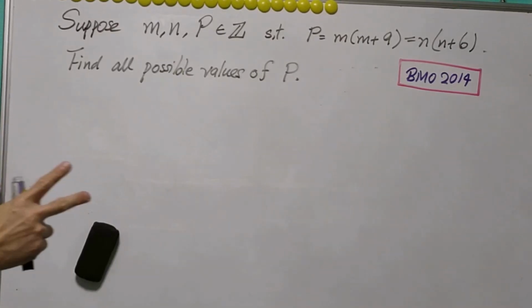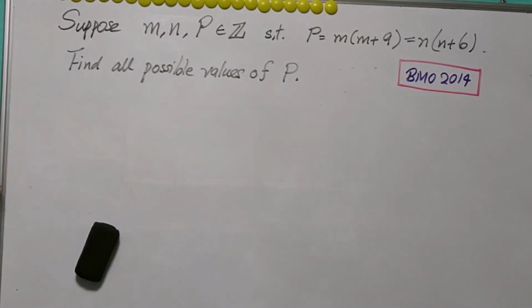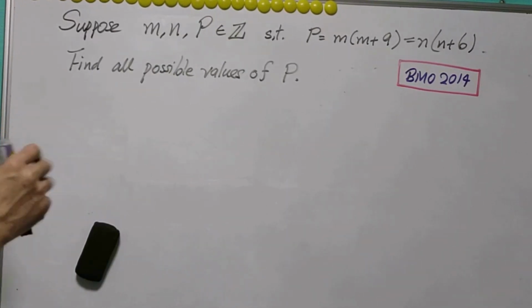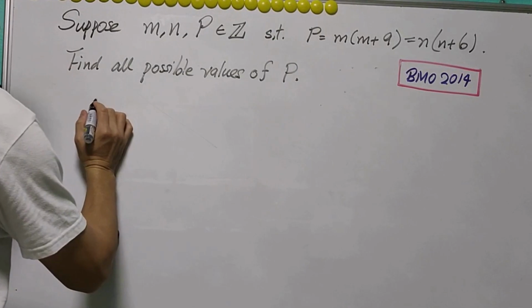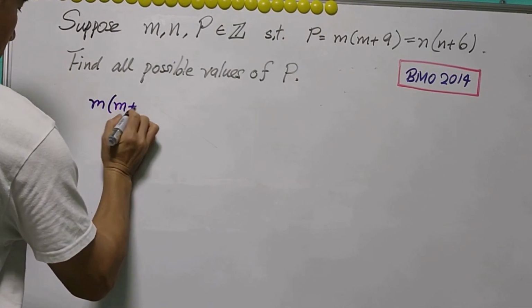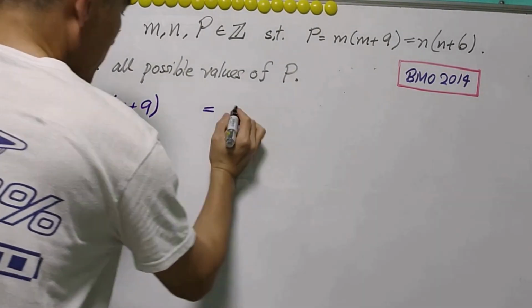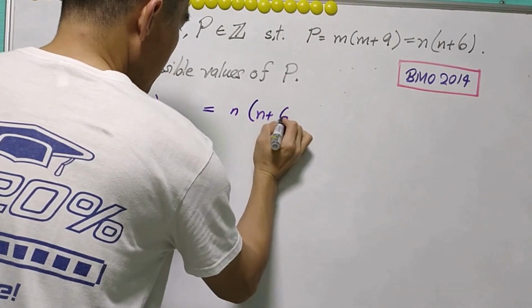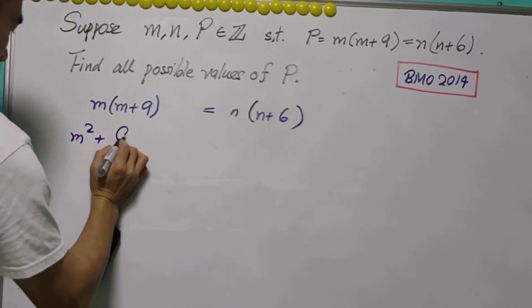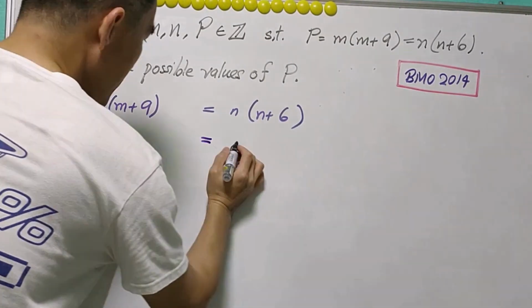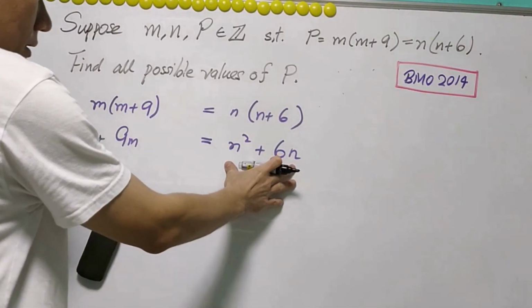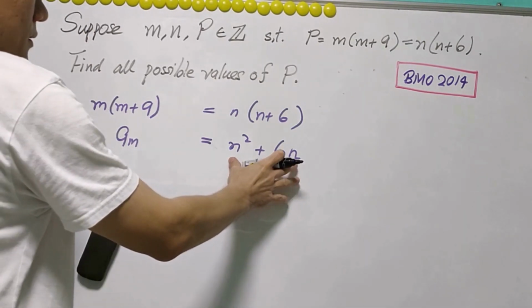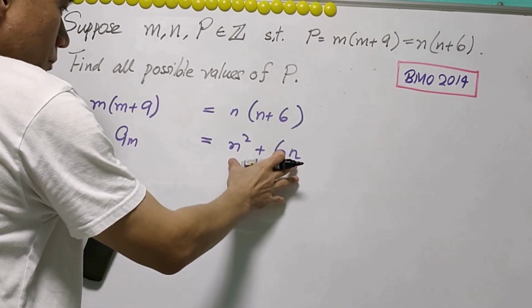There are two techniques that we have to use in this case. Number one, complete the square, and number two, factorization. So first of all, we look at the equation m squared plus 9m on the left hand side, and on the right hand side it is n squared plus 6n. The right hand side is easier to understand. Then we try to complete the square.